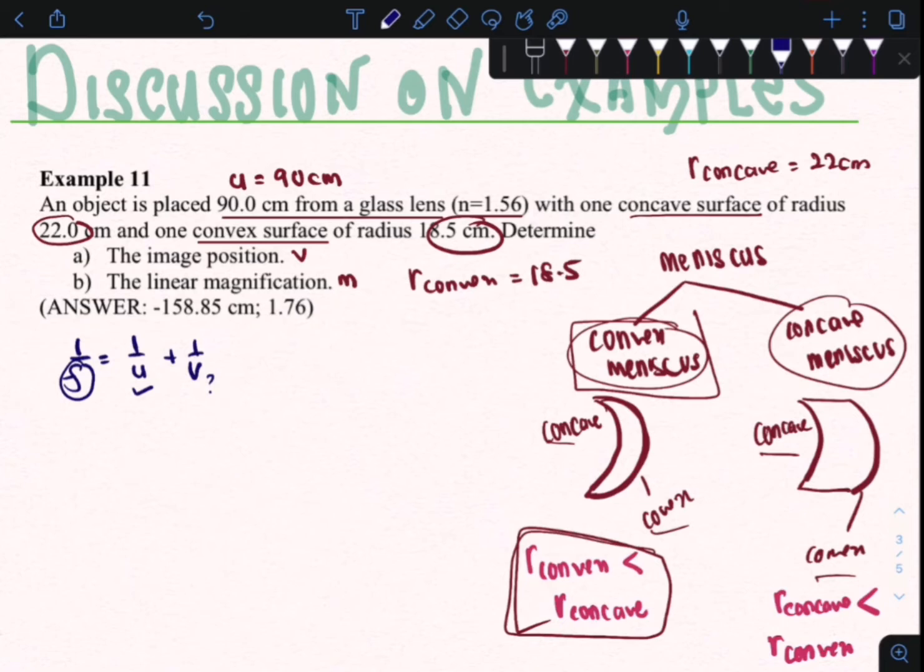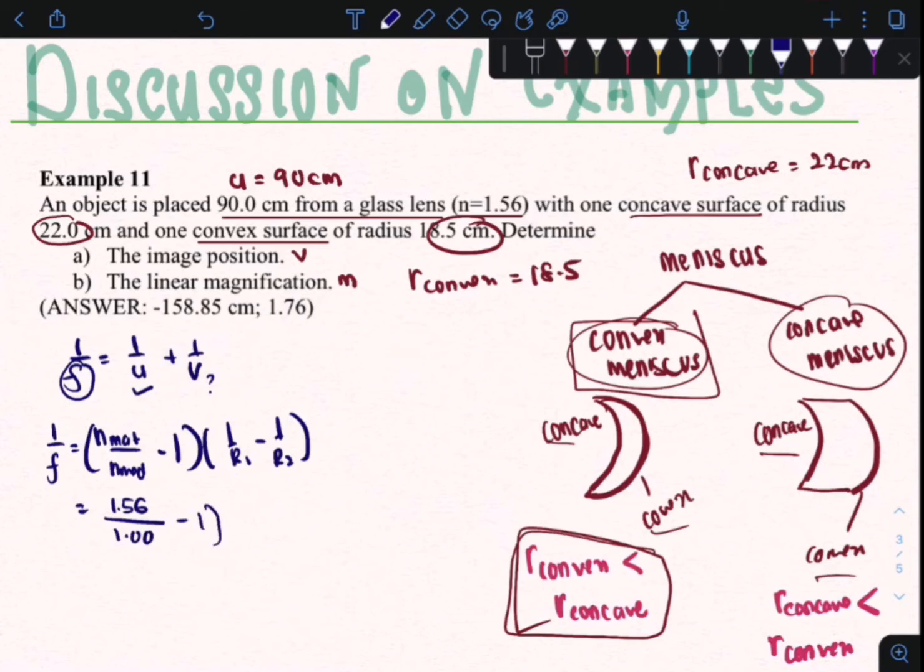By using the lens maker equation, which is 1 over F is equal to n material over n medium minus 1, multiplied with 1 over R1 minus 1 over R2. What we have here: the material is what your lens has been made of, which is 1.56, and the medium is air, since the lens has been placed in air as it is not mentioned otherwise. So it has a medium of 1, and then minus 1, and then 1 over R1.